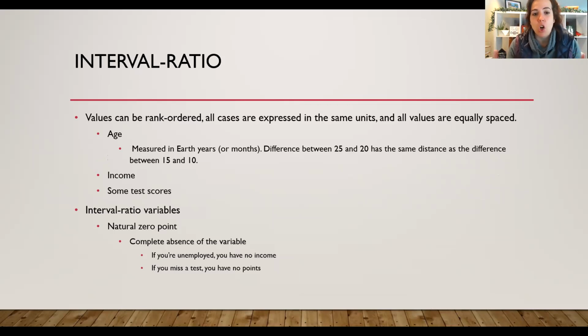It's measured in Earth years or months if you've got a baby. And also, don't be annoying and have your 5-year-old and you go, he is 64 months. No one wants to do the math of that, right? He's 5 years old. And the difference between each value does not change. So the difference in age between 25 and 20 is the same as 15 and 10. That difference of 5 years has not changed. So it's equal throughout. Income is another good one. Test scores can be very good as well. It's usually for variables that can have a natural 0 point or the complete absence of a variable.